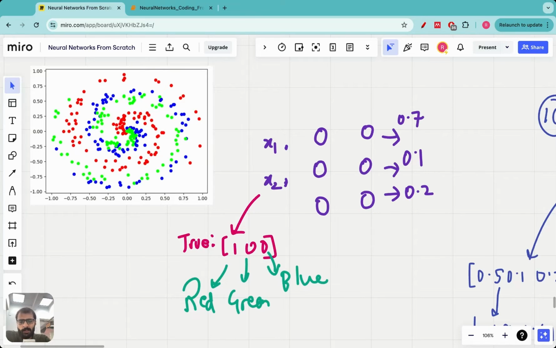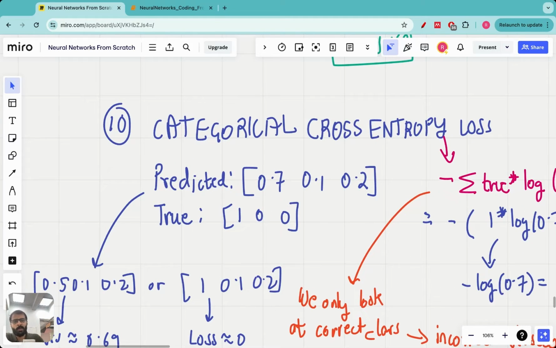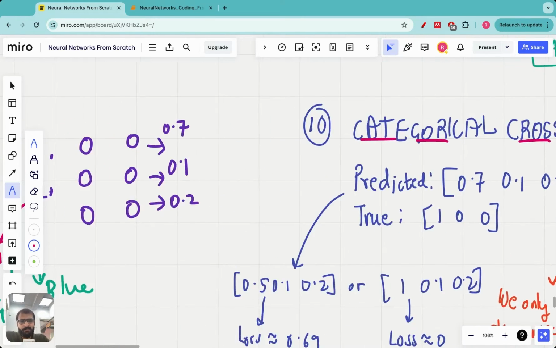There are a number of loss functions such as the squared loss, the cross entropy loss, etc. But since we are looking at a classification task here, I'll be explaining a loss which is called the categorical cross entropy loss. The idea behind this loss is very simple.